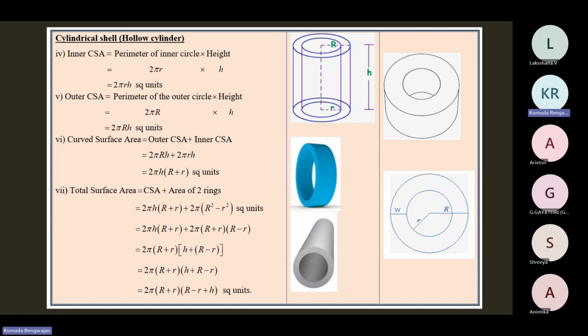Now supposing we have the external radius given. Capital R is 13 and the thickness W is 2. Then what will be the value of small r? 11. 13 minus 2. Correct. 13 minus 2, because from here to here it's 13, minus 2. So the internal radius is 11.